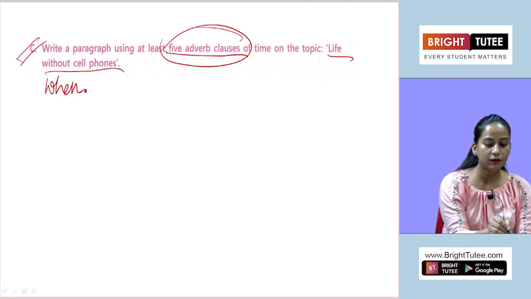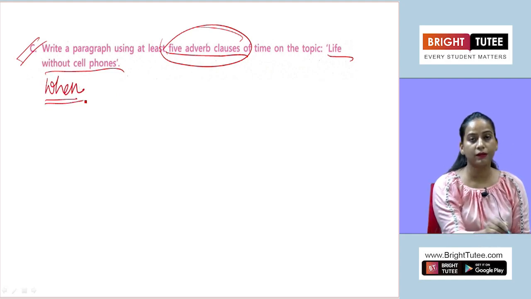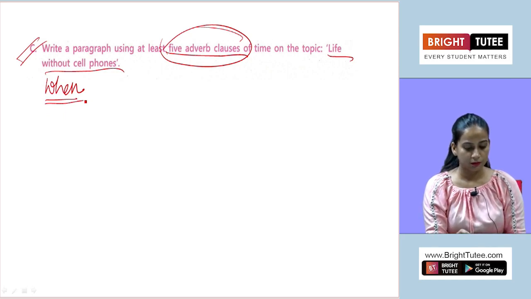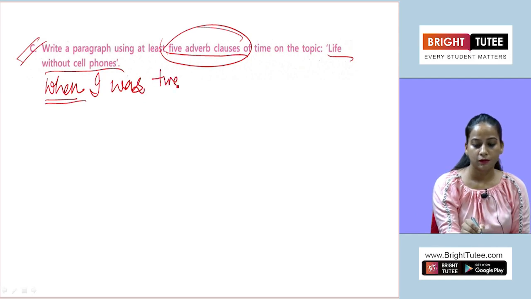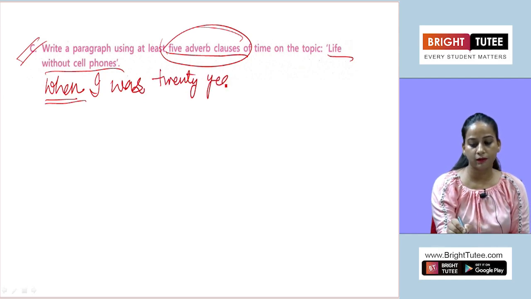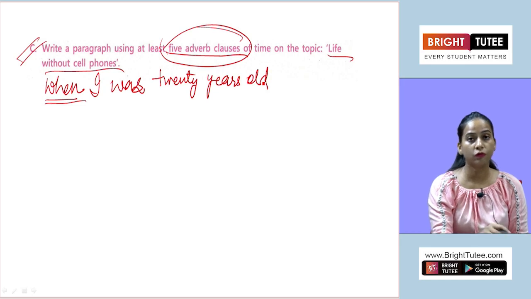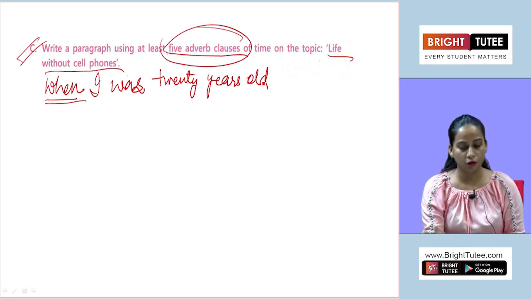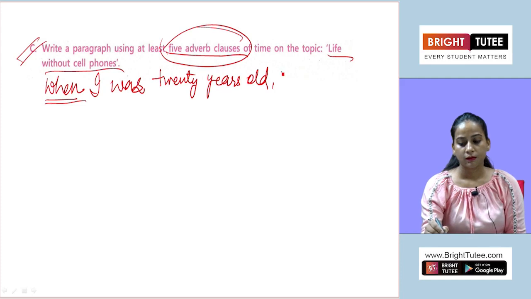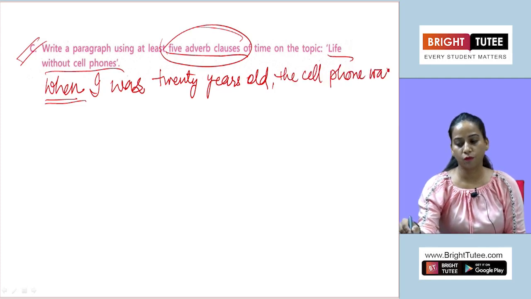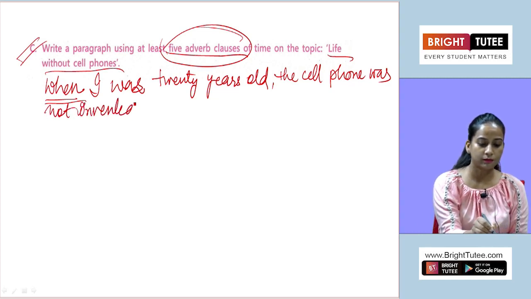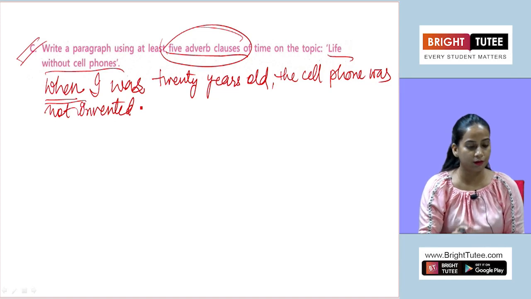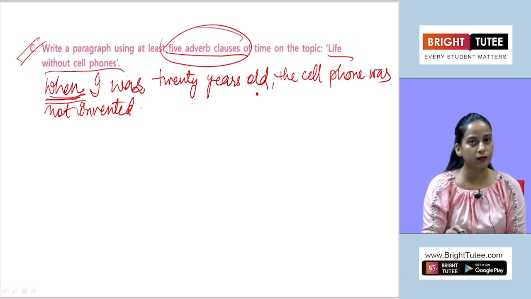First we can start with when. So this is the conjunction that we have used here. When I was 20 years old, you have to match it with the main clause. The cell phone was not invented. The cell phone was not invented when I was 20 years old.